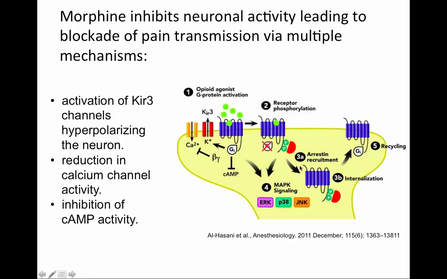So morphine itself, due to the activation of multiple GPCR effector pathways, inhibits the neuron's ability to transmit pain signals using multiple mechanisms: by hyperpolarizing the neuron via its actions on the potassium channels, reducing the activation of the neuron by reducing calcium activity, and by inhibiting cyclic AMP activity.